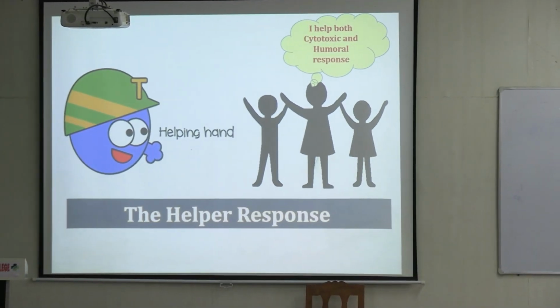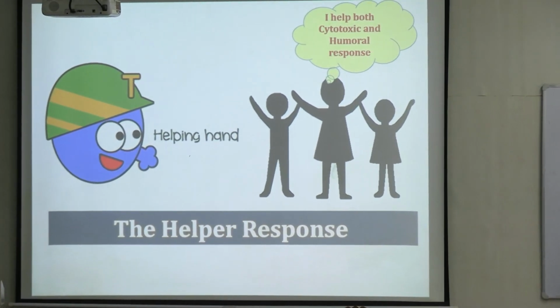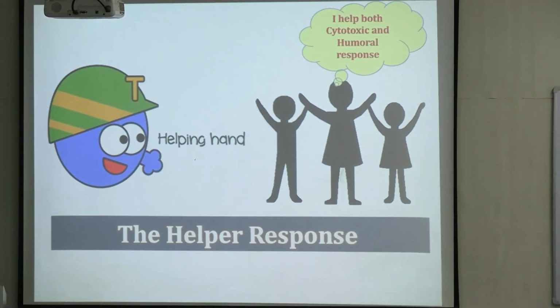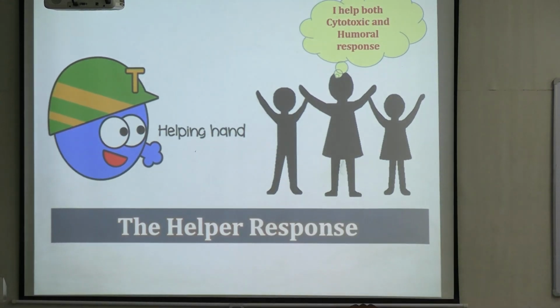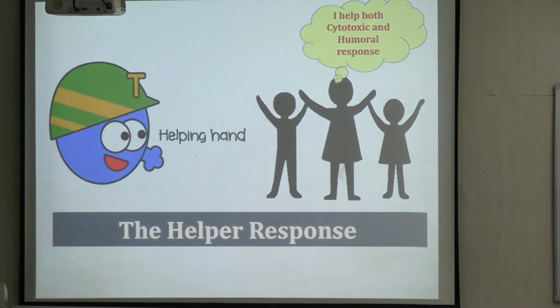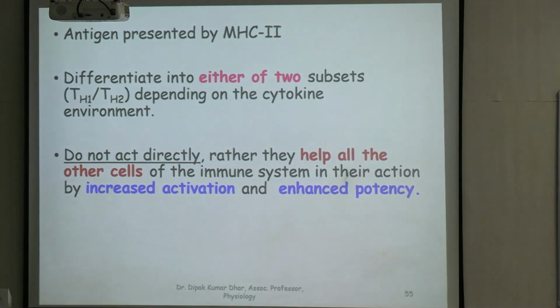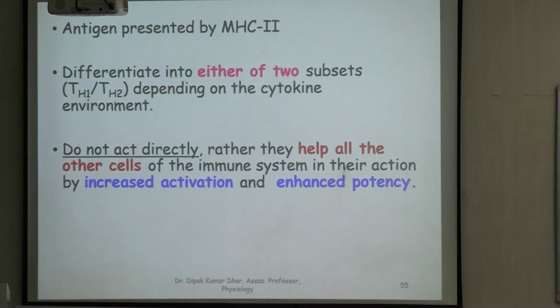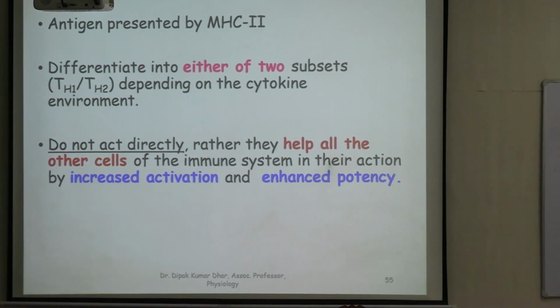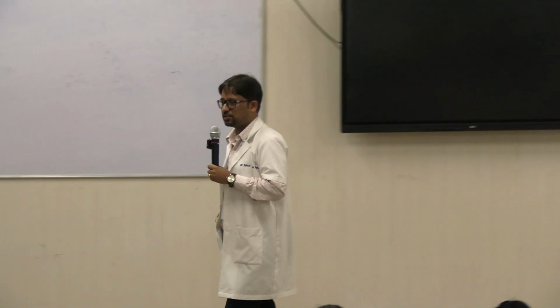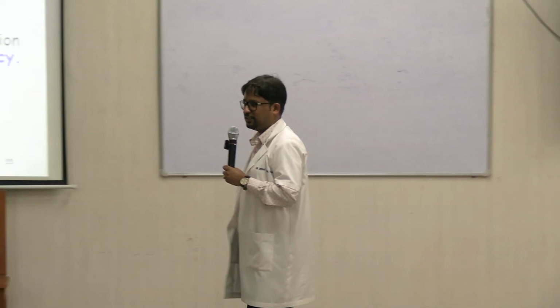So helper response helps both the cytotoxic response and the humoral response, but it does not have its own different way of acting. So hence the name helper. It helps the other two ways of immune response. For the helper response to be activated, antigen has to be presented by MHC2, and through the MHC2 it will be presented to which cell, CD4 or CD8?